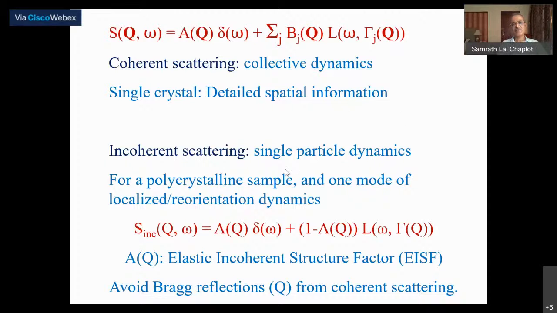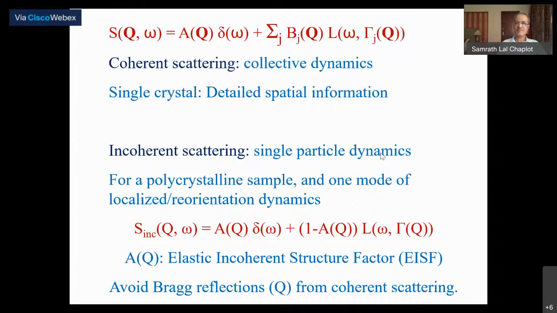On the other hand, if you're looking at only single particle dynamics, then incoherent scattering is a good method. However, there are certain atoms like hydrogen where the incoherent scattering cross-section is very large. It's so large that the contribution from other atoms, even if it is coherent or incoherent, will be small. So the incoherent scattering approximation is a very good approximation. And for other atoms, you may have both coherent and incoherent scattering.